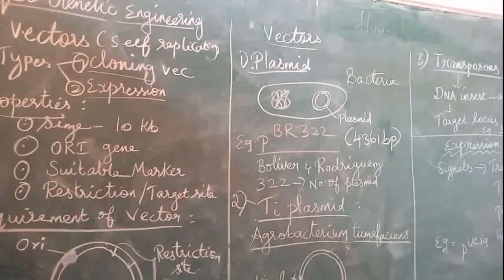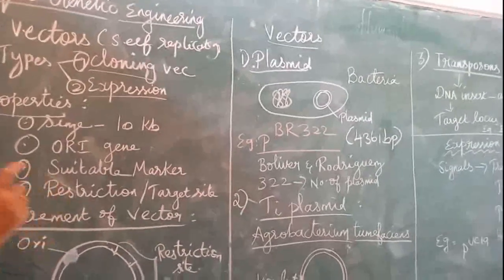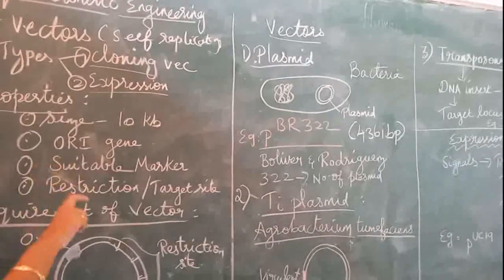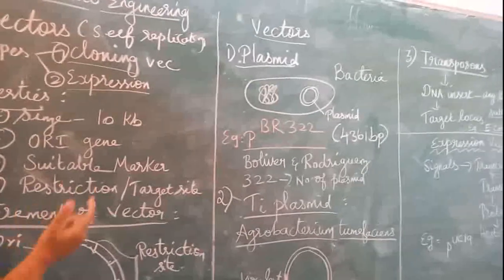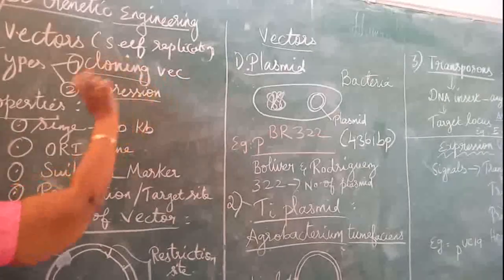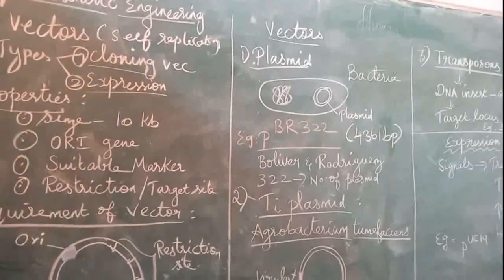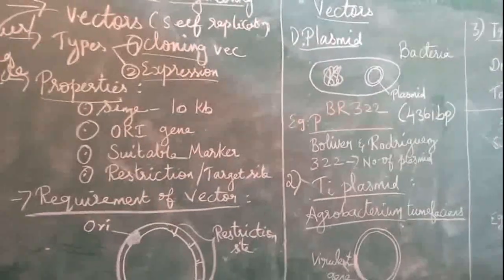The same thing: along with our gene of interest, some fluorescent dye is added to show whether the gene is inserted or not. So that is called the expression vector. So these are the two types of vector. Next we move on to the properties of a vector.